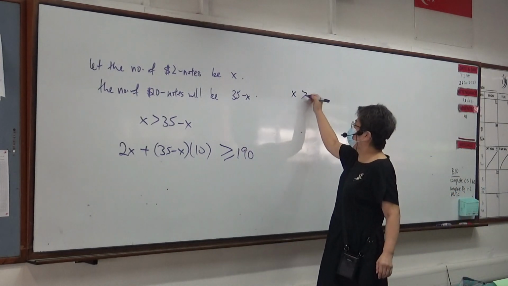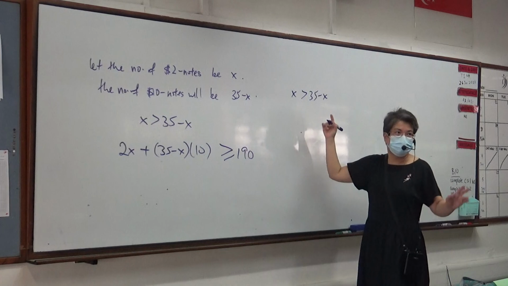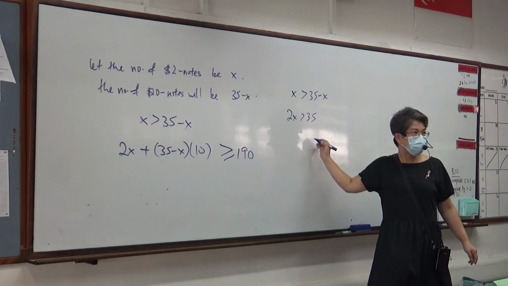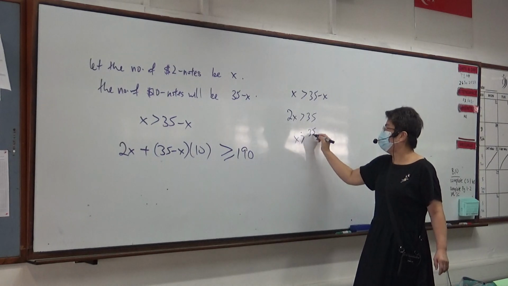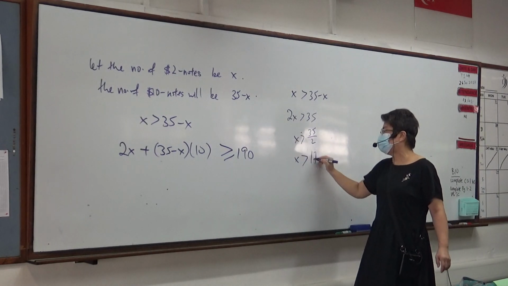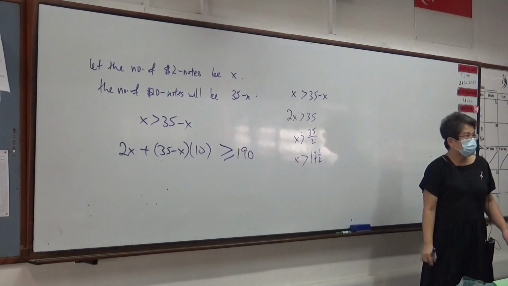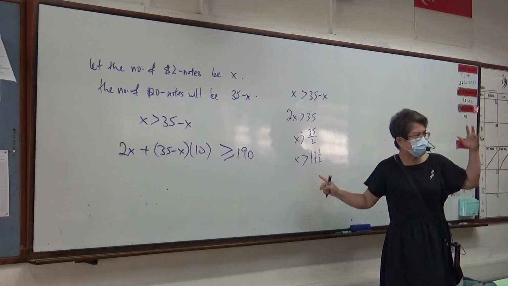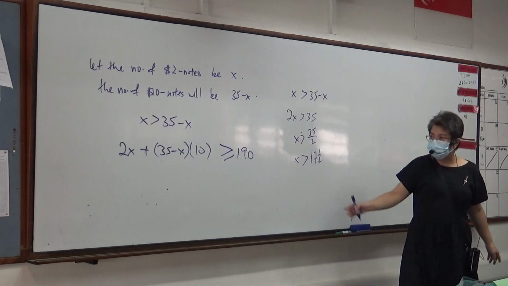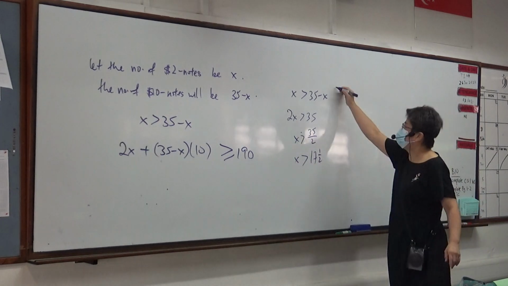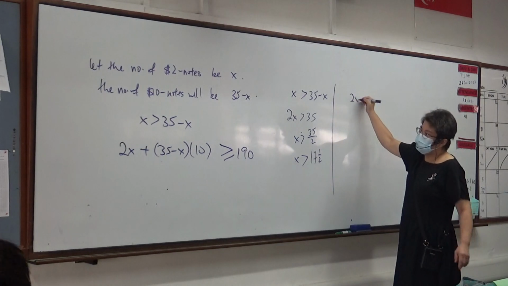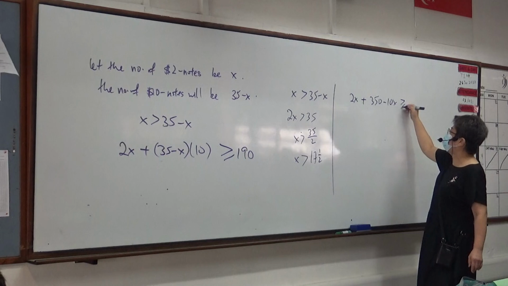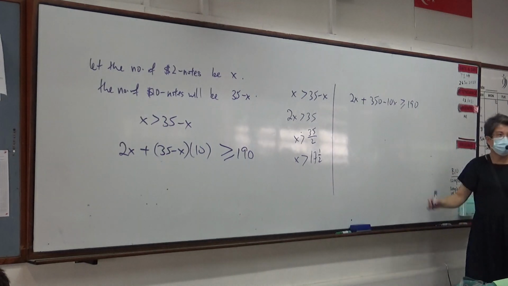Now, x bigger than 35 minus x. I bring over, so 2x bigger than 35, right? x bigger than 35 over 2, that means x bigger than 17 and a half. Try giving it as a mixed number, then you can see better. Don't give it as an improper fraction, you cannot see. Now we solve the second one: 2x plus 350 minus 10x bigger than or equal to 190, correct?